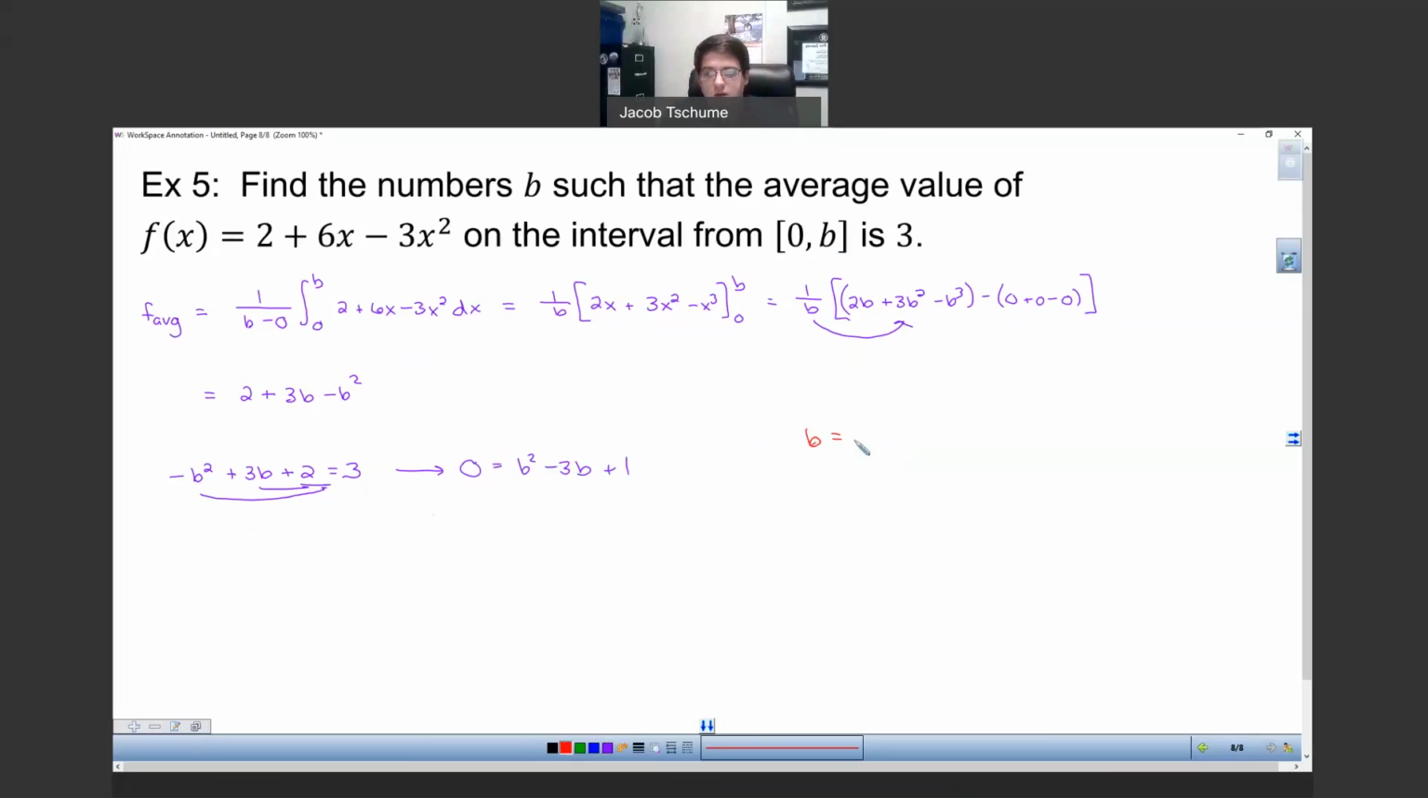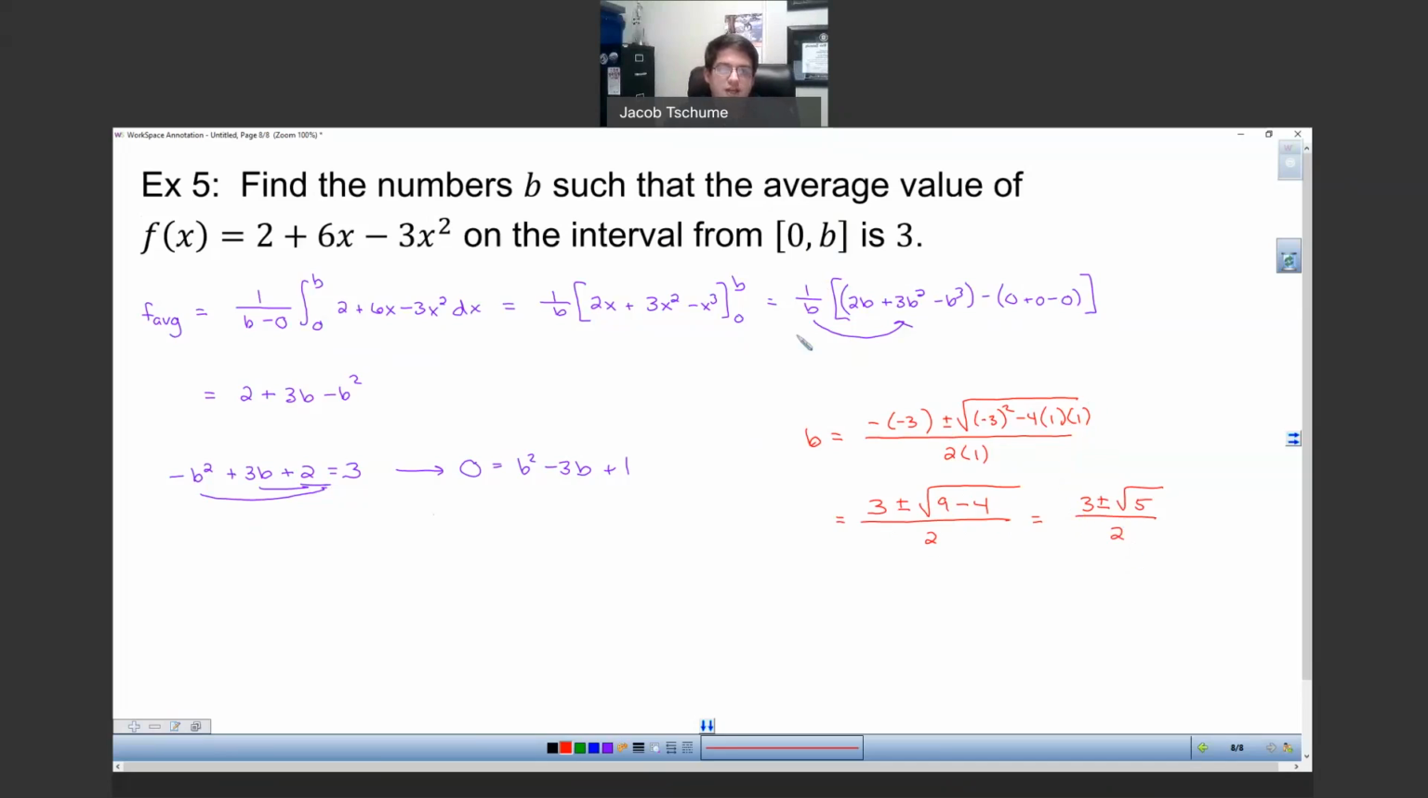So b would equal the negative of your linear term, so that's the negative of a negative 3, plus or minus the square root of negative 3 squared minus 4 times a value times your c value. All of that divided by 2 times a. So this will come out to be 3 plus or minus the square root of 9 minus 4, all divided by 2, which comes out to be 3 plus or minus root 5 divided by 2. Now, those are your two possible answers.